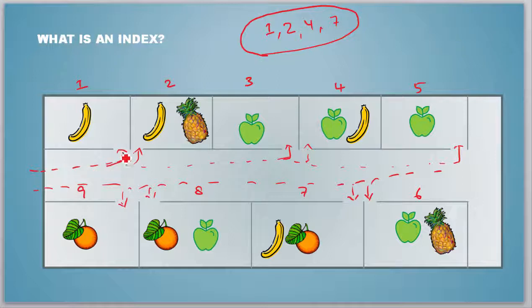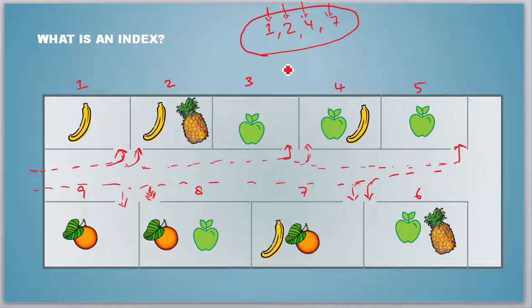I had to go to all the rooms, right? I had to go to all the rooms just to see which rooms have bananas. So I've spent this much energy to find out this result: 1, 2, 4, 7.